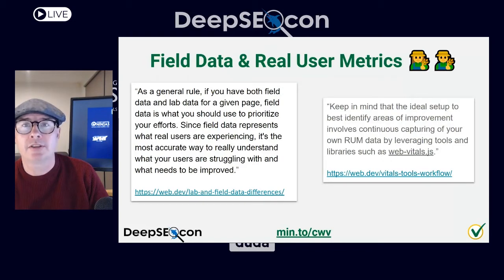Field data and real user metrics refer to data acquired from the real users that visit your website. In this case, the metrics we are interested in are the Core Web Vitals. You can get the real user metrics from PageSpeed Insights and Google Search Console. And they in turn get their data from the Chrome User Experience Report, which gets its data from opted-in Chrome users, hence real user metrics.